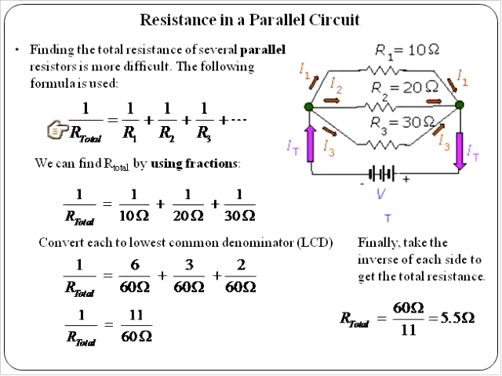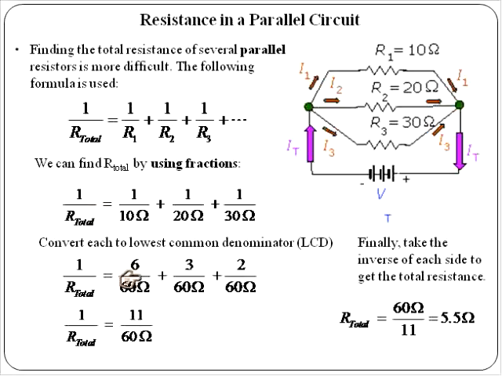1 over R total, when it's parallel, is 1 over R1 plus 1 over R2 plus 1 over R3. So with the same 3 resistors, 10, 20, 30, I'd have to say 1 over RT equals 1 over 10 plus 1 over 20 plus 1 over 30. Then we could find the lowest common denominator, which is one way to solve this. The lowest common denominator for these 3 values would be 60.